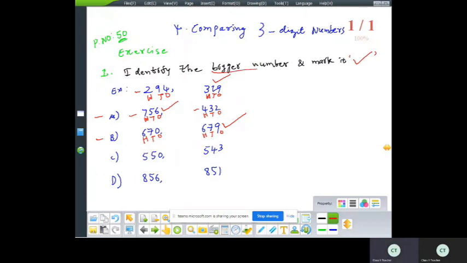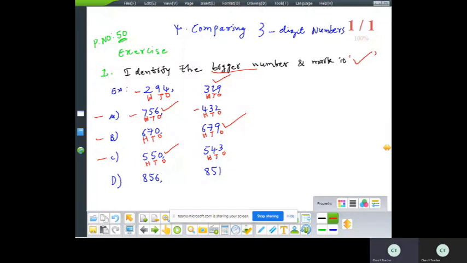Next C. The given two numbers are 550 and 543. Again, we look at the place values: ones, tens, hundreds. From both numbers, the digit in the hundreds place is 5 and 5. Next, we compare the tens place. The digit in the tens place is 5 and 4. From 5 and 4, which is bigger? 5 is bigger. Then 550 is the bigger number.